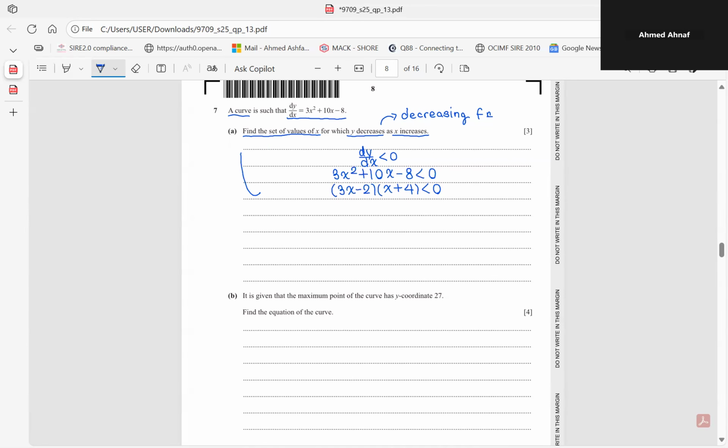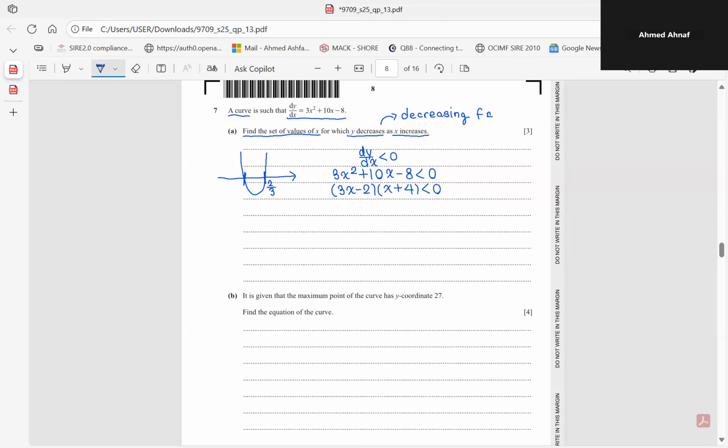So let's sketch the function. It would be a positive quadratic curve with a minimum point, since the coefficient of x squared is positive. Let's draw the x-axis right here. So these would be our critical points. We have 3x minus 2 equals 0. We will get 2/3. Sorry, pen's not working. Okay, 2/3.